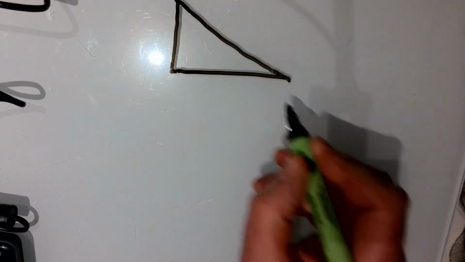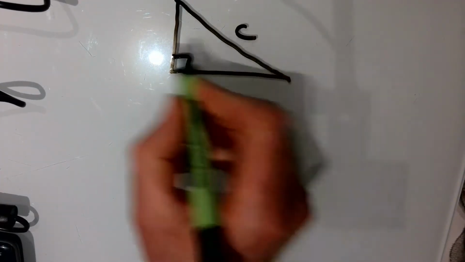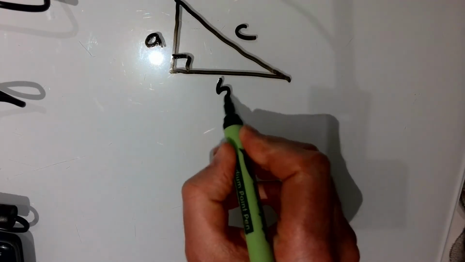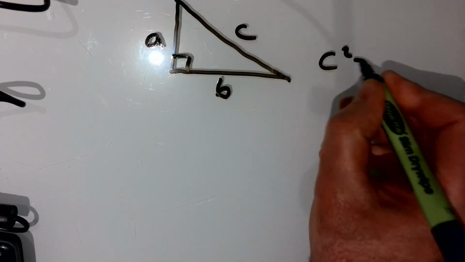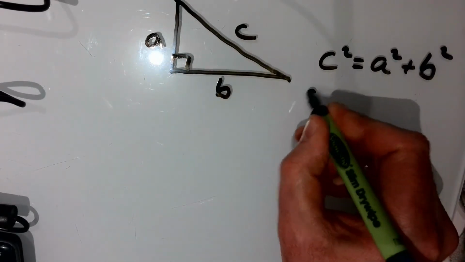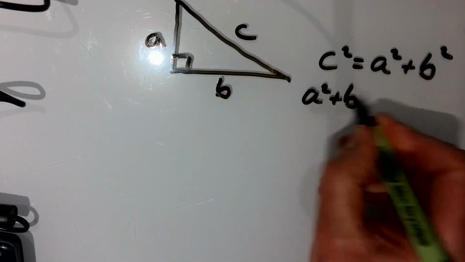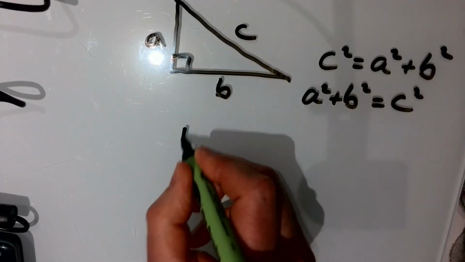It works for right angle triangles, and we need to be able to label our sides. C is always the longest one. The other two are A and B. And Pythagoras theorem states that c squared equals a squared plus b squared, or if you want, a squared plus b squared equals c squared. Let's take a look at a couple of examples.